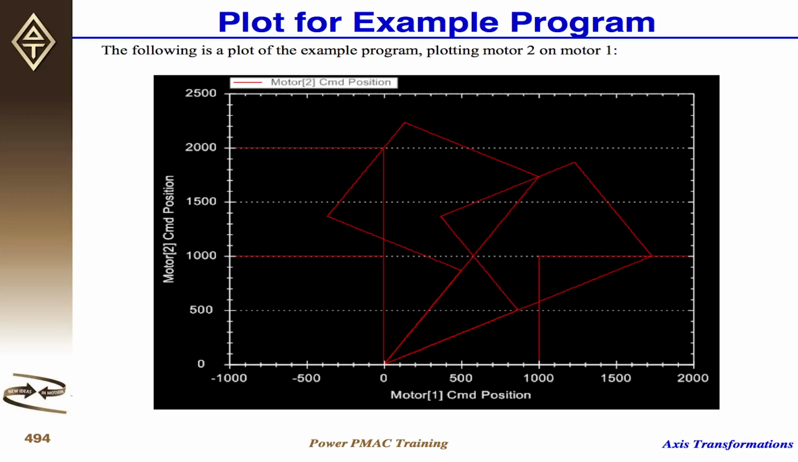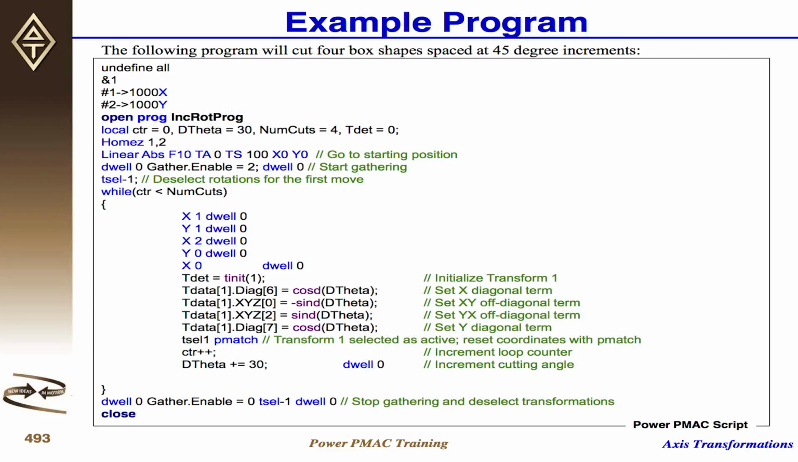The goal is to cut the box with a 30-degree difference every time. And we execute that 3 times, so you will have 4 boxes. 1, 2, 3. So in the program, make sure that you have the correct definition for axis. And after that, I just do the program.